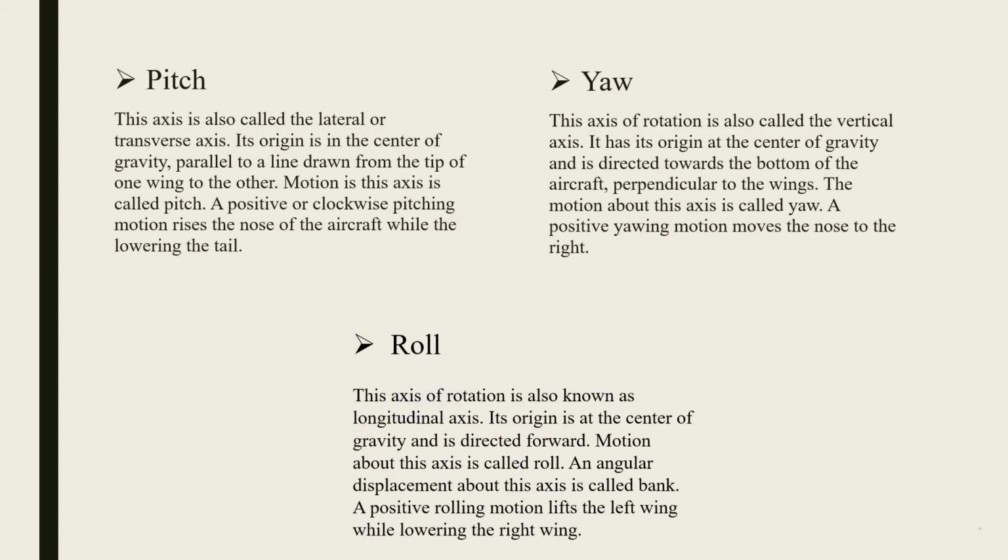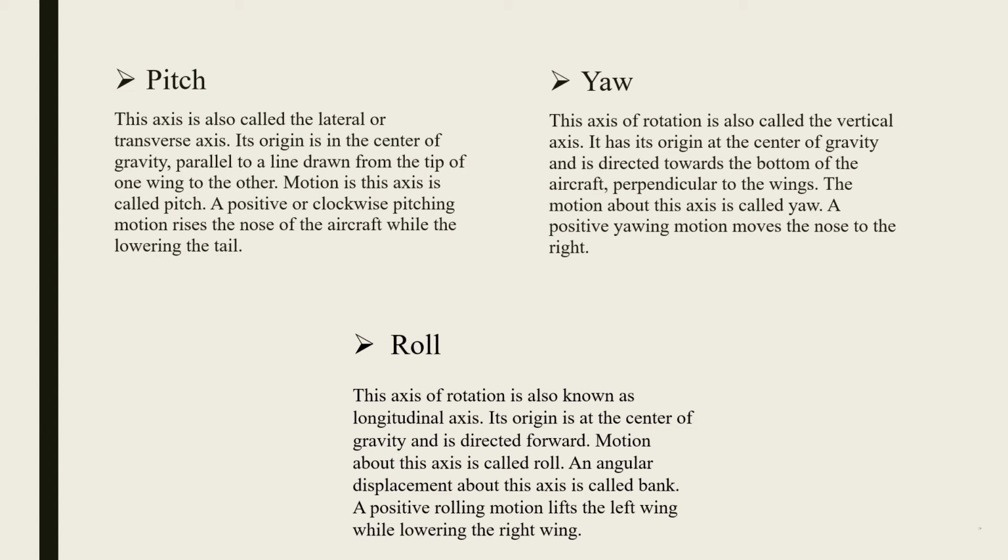Pitch. This axis is also called the lateral or transverse axis. Its origin is in the center of gravity, parallel to a line drawn from the tip of one wing to the other. Motion in this axis is called pitch. A positive or clockwise pitching motion raises the nose of the aircraft while lowering the tail.